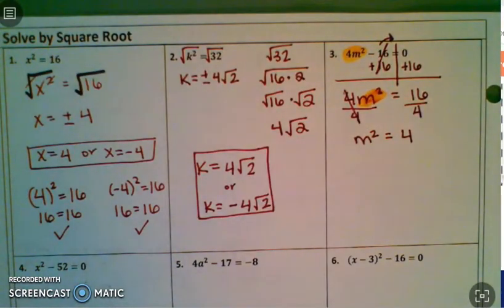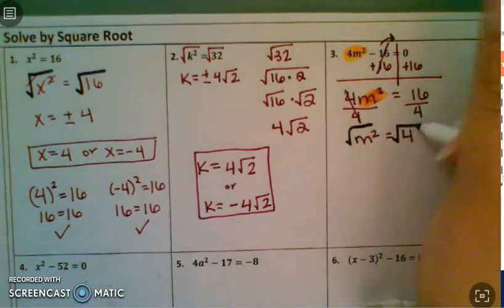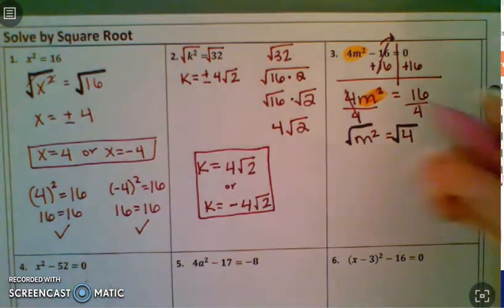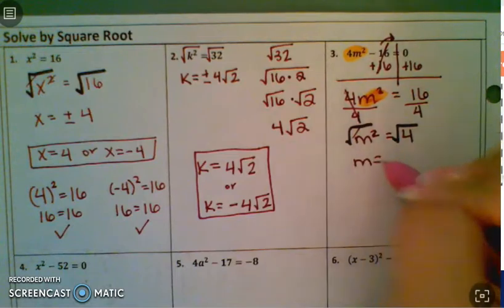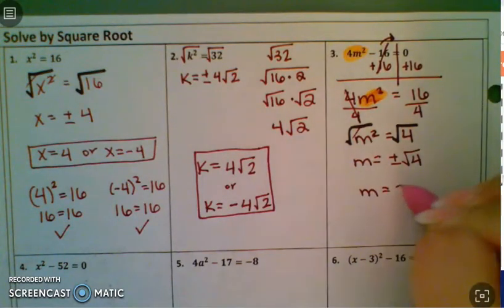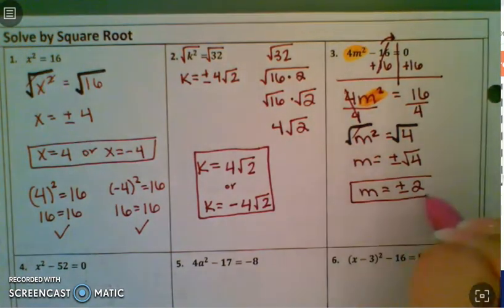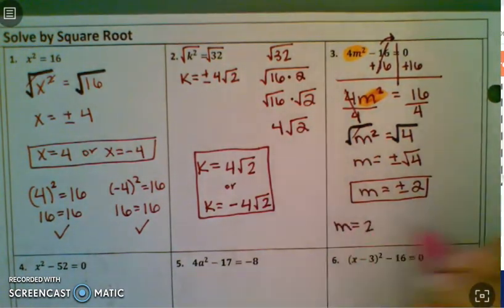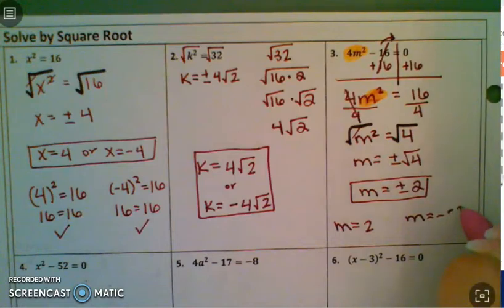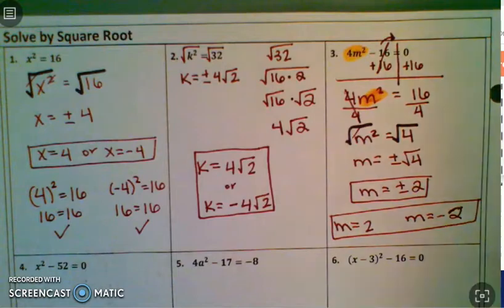So now I have the m squared by itself, so now it's just like what we did on number 1. I can go ahead and square root both sides to get the squared off the m. But remember, we added the plus or minus, so plus or minus the square root of 4, but we know what the square root of 4 is. m equals plus or minus 2. And again, you can leave it like this, or if you want to split it, m equals 2 and m equals negative 2. So it doesn't matter which way you write it. You can write it that way or that way.